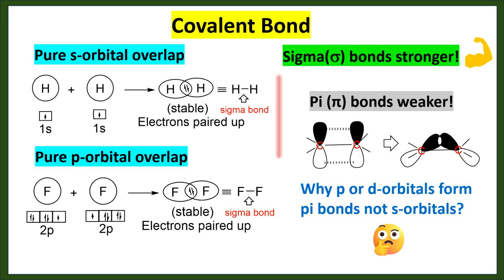Here is one question for you. Why do p and d orbitals form the pi bond? Why not the s orbital? Please comment on it in the comment section.